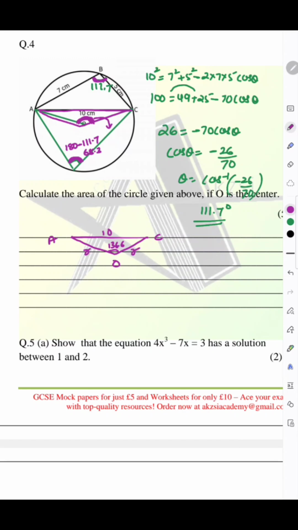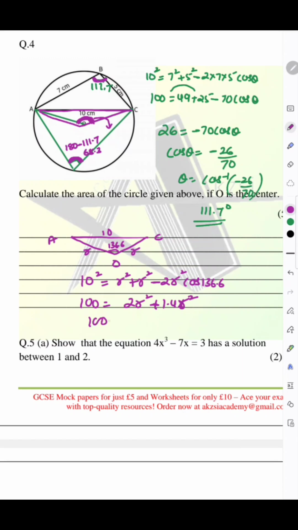Applying the cosine rule, I'll start with the side which is opposite to the angle given, which is 10. So 10 squared is equal to r squared plus r squared minus 2 times r times r times cos of 136.6. Then this will be 100 is equal to 2r squared minus 2r squared times cos 136.6, which will give me 3.4 r squared.